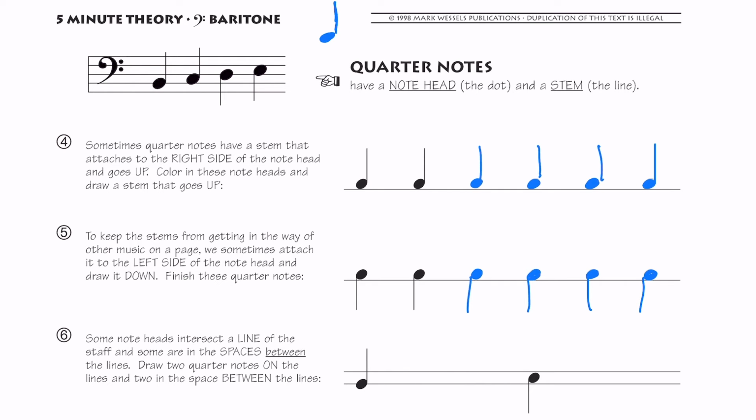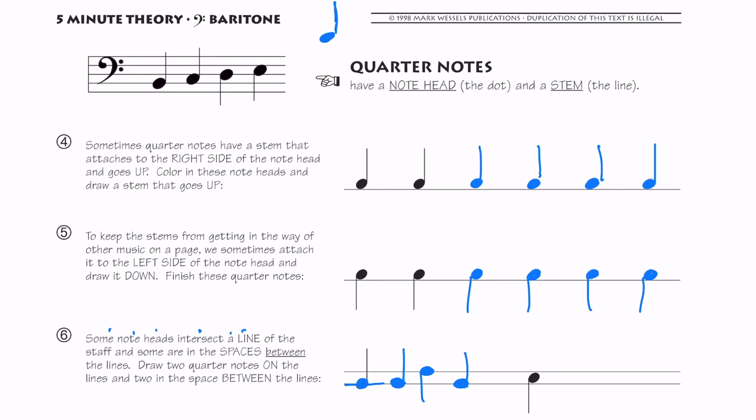In music, some of the note heads intersect a line of the staff. So if I see this note head right here, notice that the line intersects. So the note head is right on the line. So let's draw a couple of those note heads that are on the line. I could do it here. I could do it here. And then let's finish it off by drawing a stem. Okay, stems can go up or down. I'll show you why in a minute.